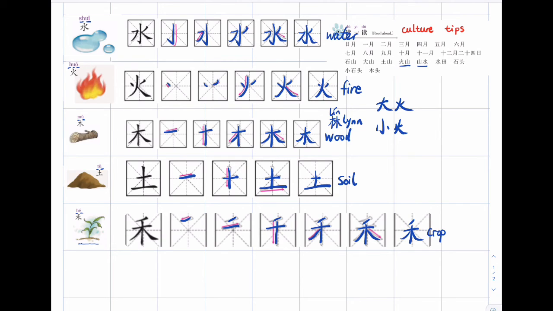Oh, I just used the connected style. You can see that? This is how I write as a grown up, but I'll write it again. This is how we learned it from the beginning. Right, 小火, small fire. 木, this is the most common one. 木头, wood. 木头 is the same as 木, it's just more colloquial. 木头. And next one, 土. 土山, it's like a hill full of dirt, made of soil.